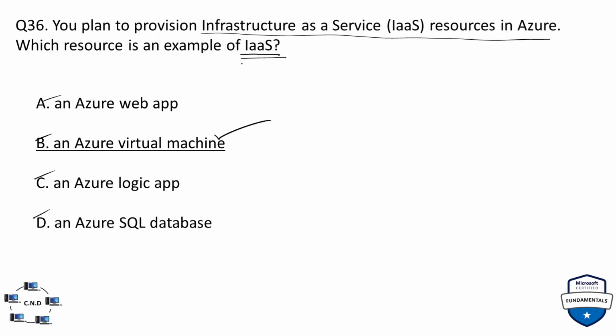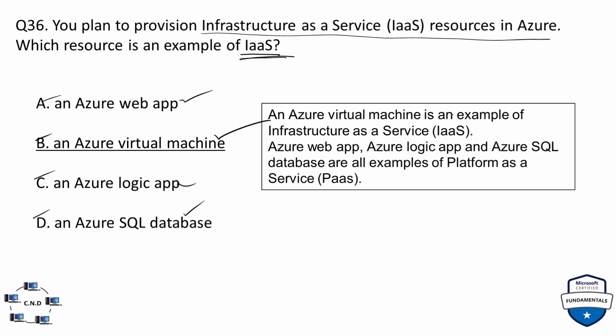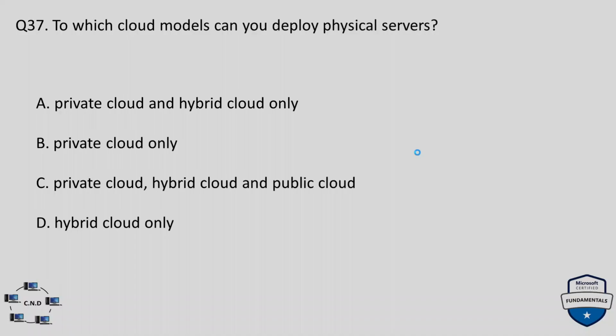So the Azure virtual machine is the example of infrastructure as a service. The web app, logic app, and the SQL database, these all are examples of platform as a service or PaaS. An Azure virtual machine is an example of infrastructure as a service, while Azure web app, Azure logic app, and Azure SQL database are all examples of platform as a service or PaaS.